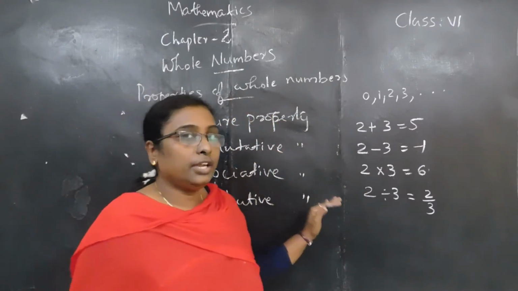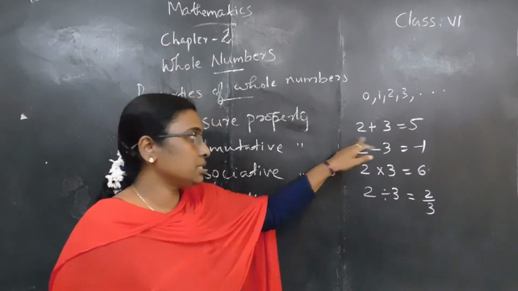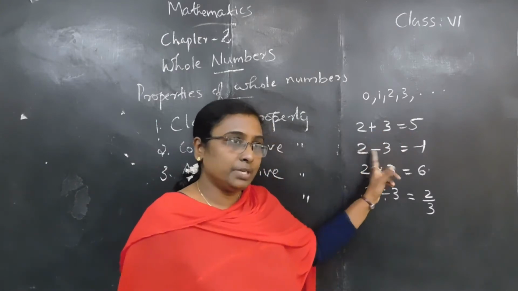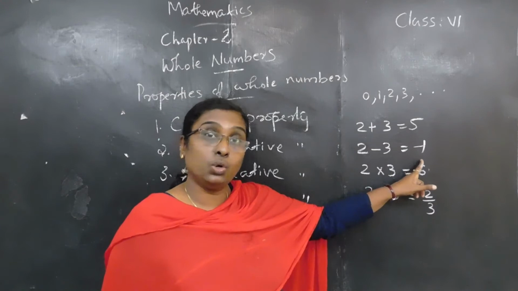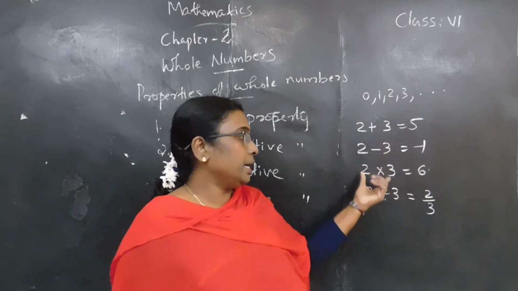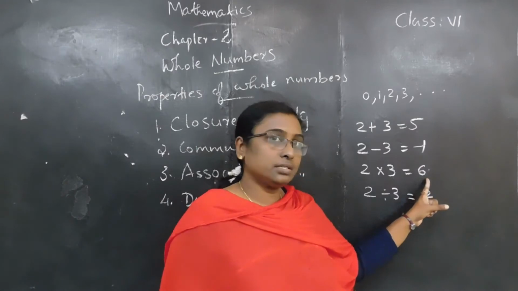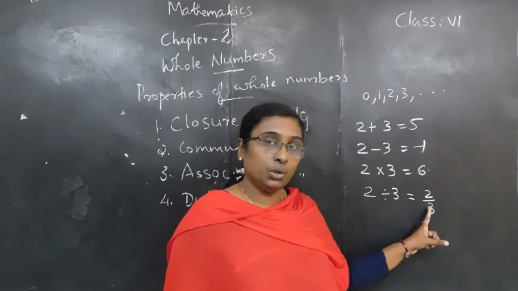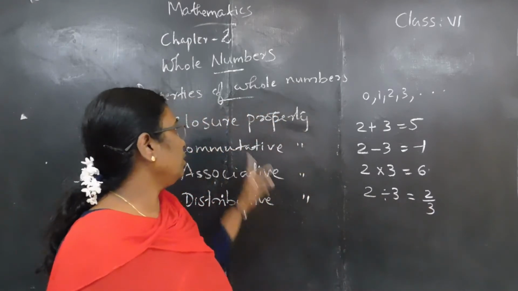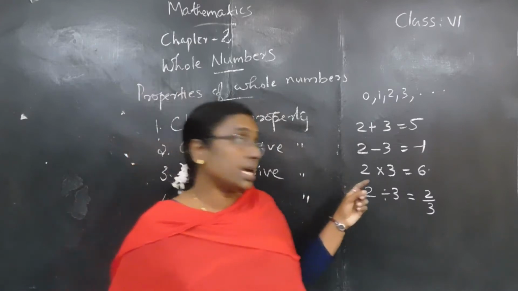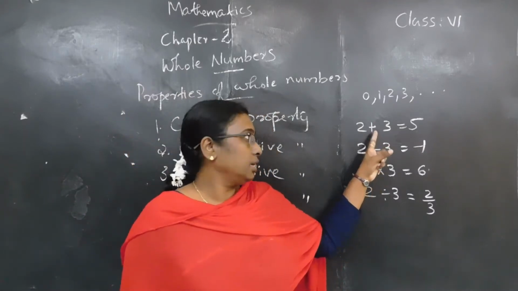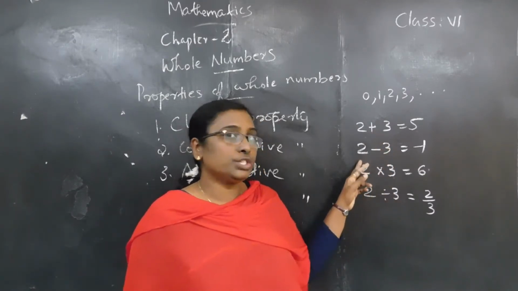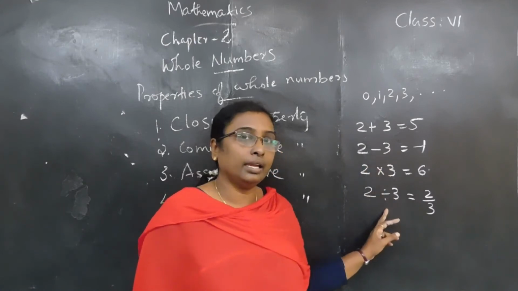That is, if we add any two whole numbers, it is always a whole number. If we find the difference between two whole numbers, the result is not always a whole number. If we multiply two whole numbers, the result is always a whole number. If we divide two whole numbers, the result is not always a whole number. Therefore, the whole numbers are closed under which operations? Addition and multiplication. Closed under addition and multiplication, but not closed under subtraction and division.